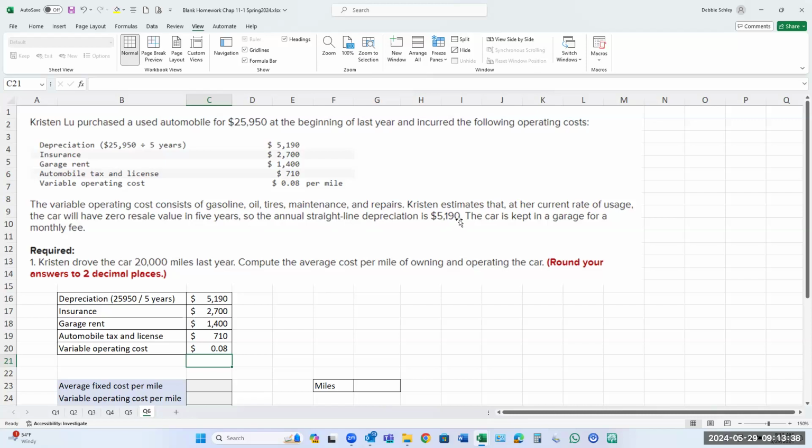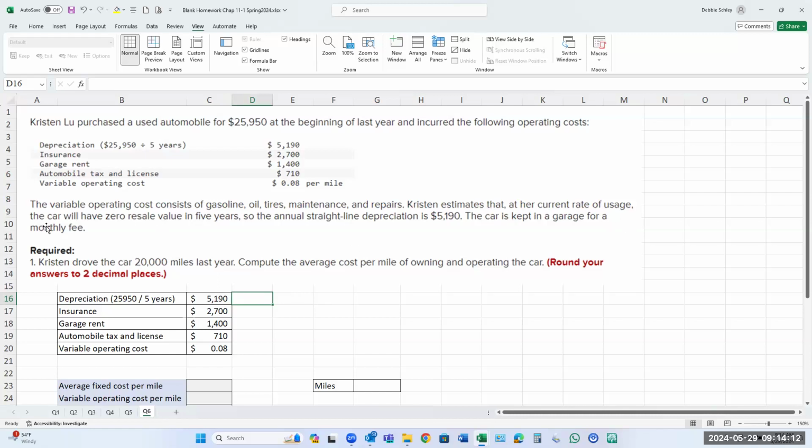Kristen estimates that at her current rate of usage, the car will have 0 resale value in 5 years. So the annual straight line depreciation is 5,190. They simply do that because there is no salvage value, by taking the cost of the vehicle divided by the useful years of life, and that's where they come up with the 5,190. You're going to want to remember how to calculate straight line depreciation: take the original cost minus any salvage value, which in this case was 0, and divide by the useful years of life. That gets you straight line depreciation.